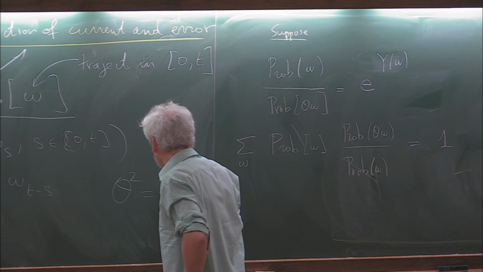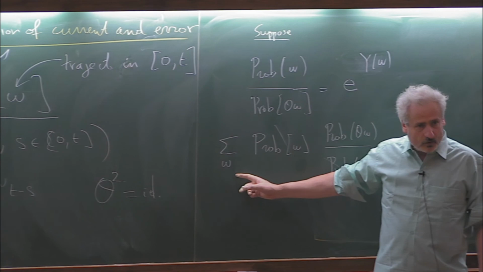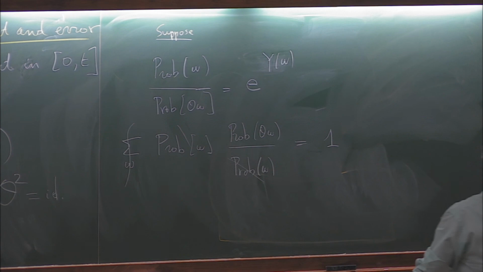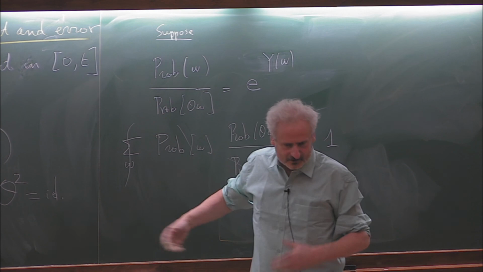Now, if you don't like that I sum over omega, you can take an integral and do something more complex. It's really a path integral, because I have a continuum of trajectories. But just for the sake of clarity, we're all friends here, let me just take the sum over omega, just to make it clear what I'm doing. So that's equal to one by normalization.